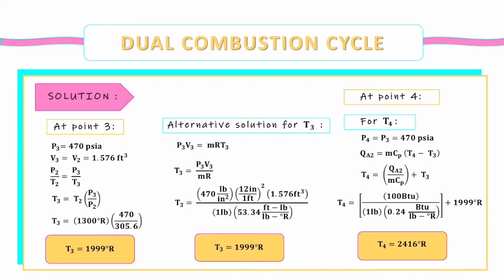Take note, for the Cp of air, we can solve it by using the formula Cp equals R multiplied by K over K minus 1. Since we already know the constant values of R and K of air, Cp of air is equal to 0.24 BTU per pound-R.